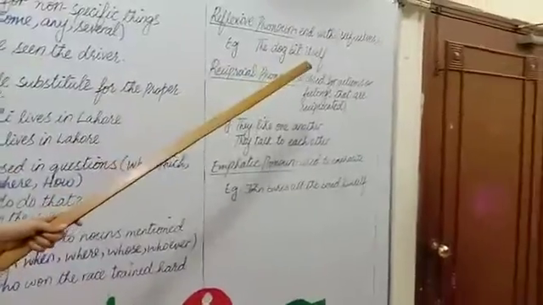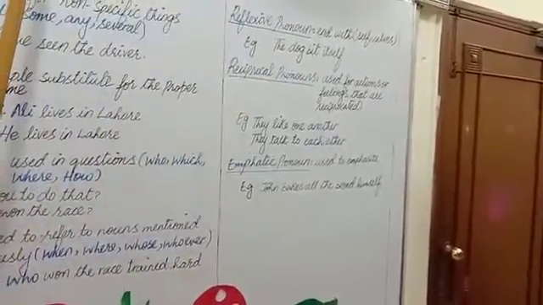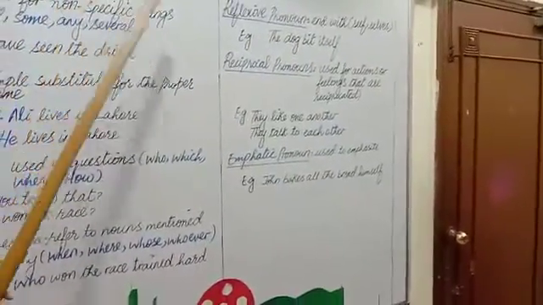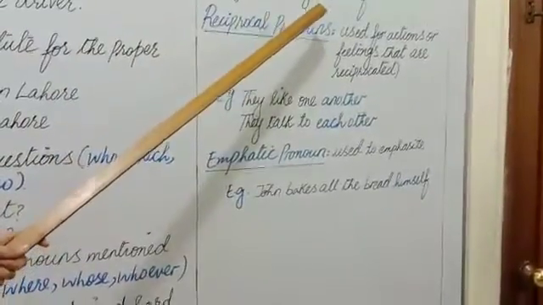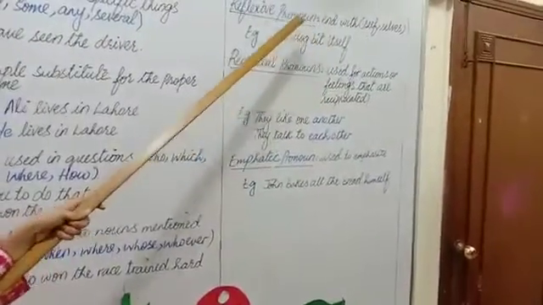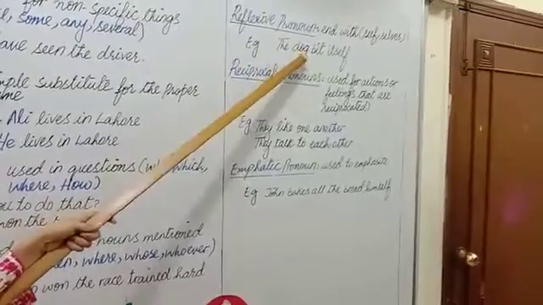Reflexive pronoun, and with selves, reflection. It's from reflection. For example, the dog bit itself. So itself is here the example of reflexive pronoun.